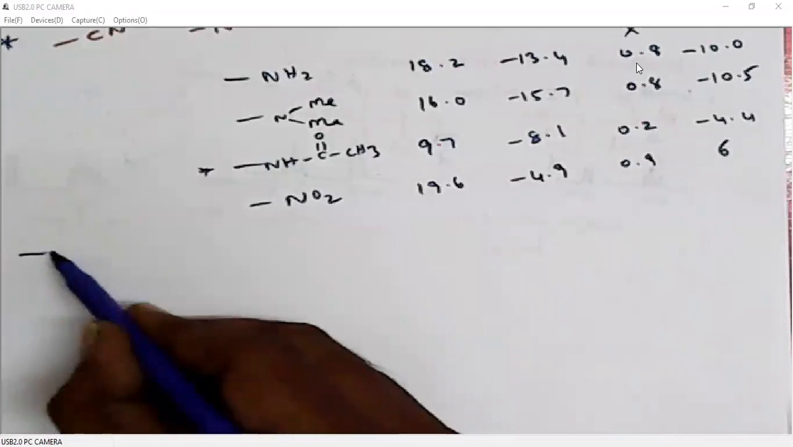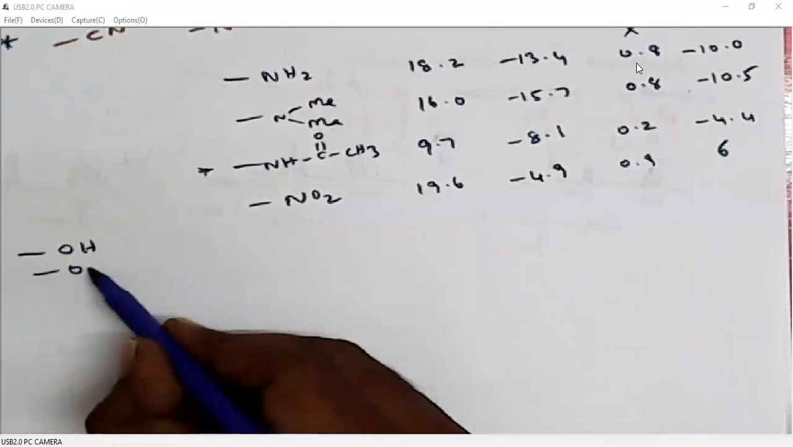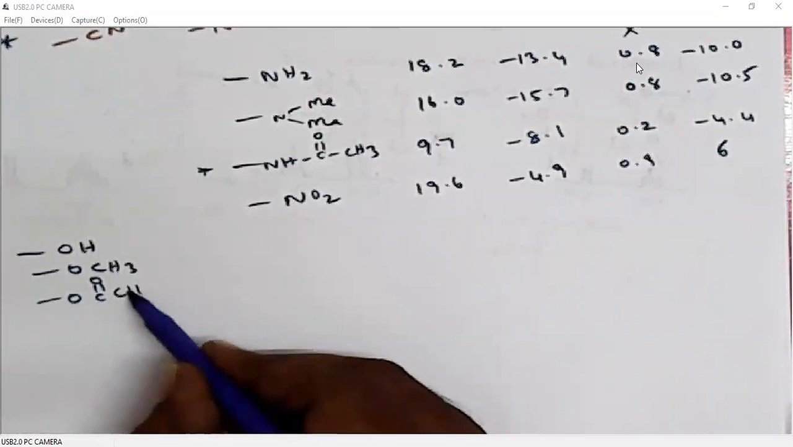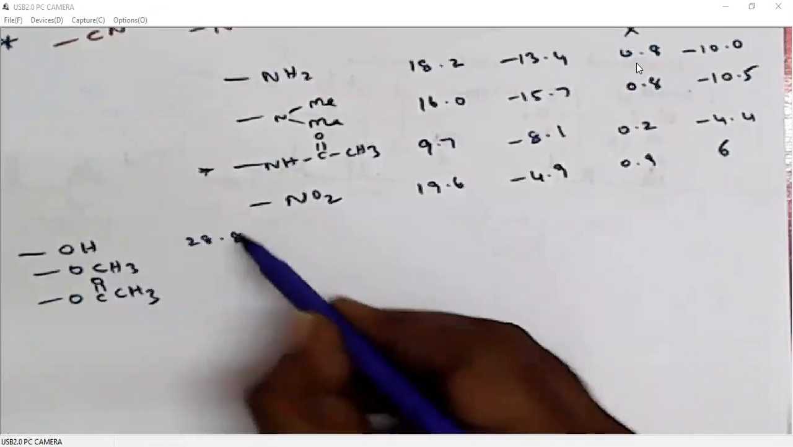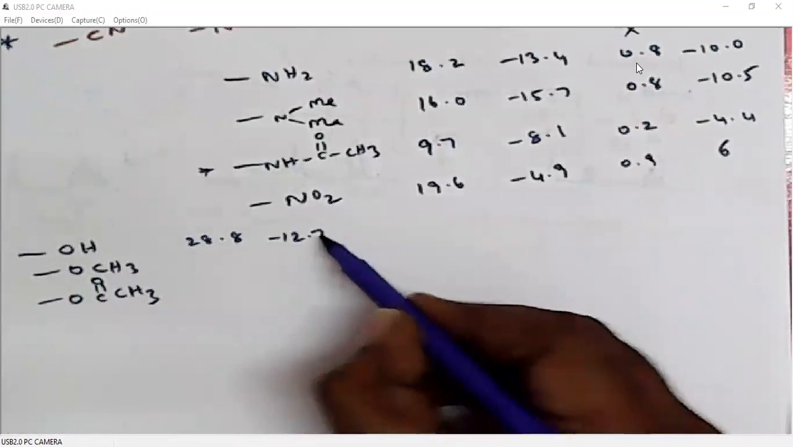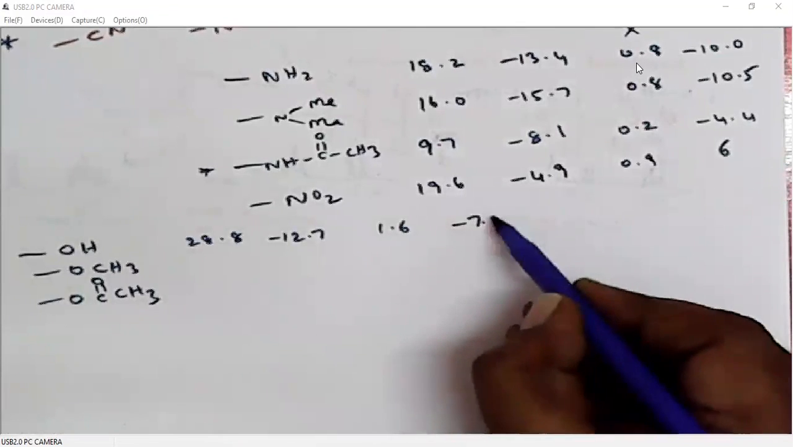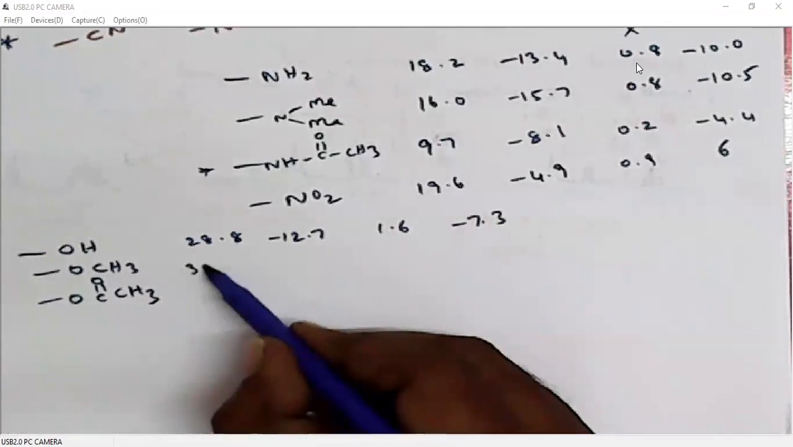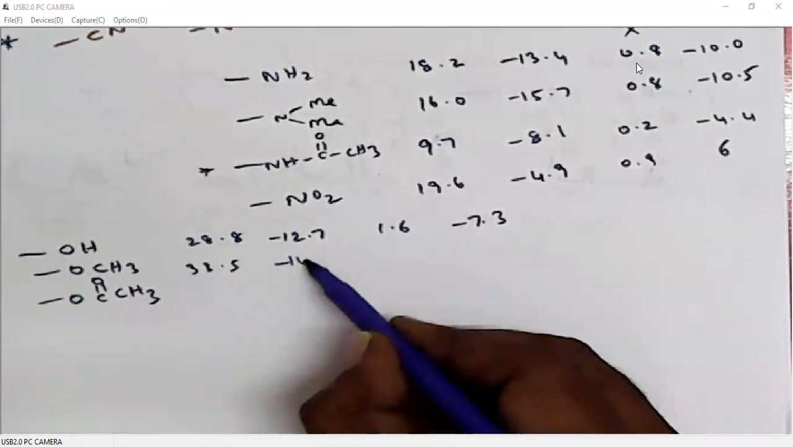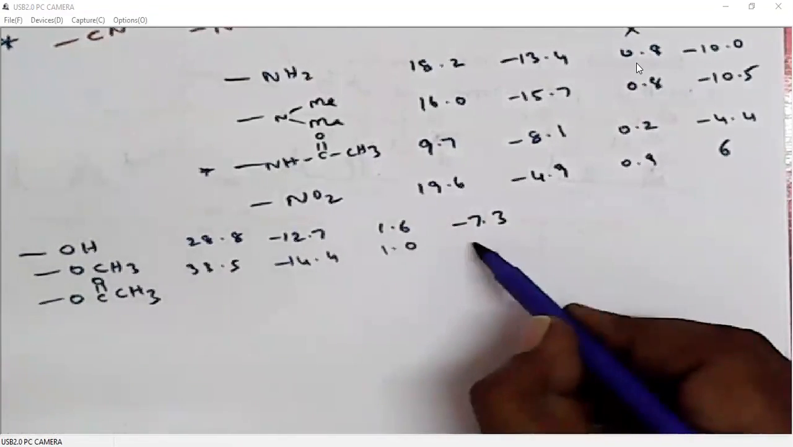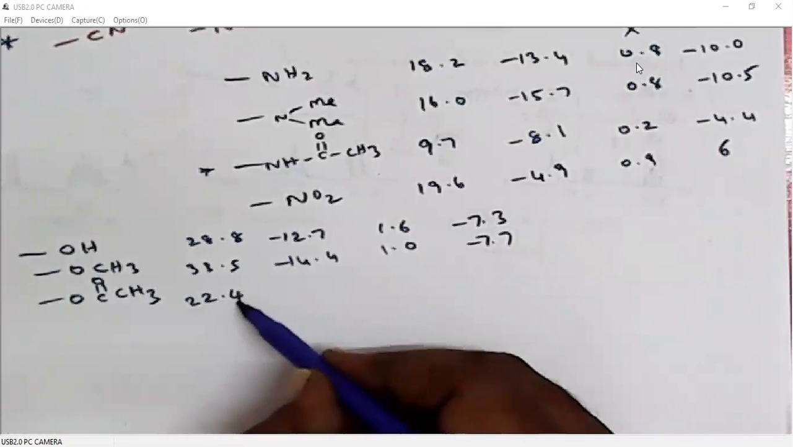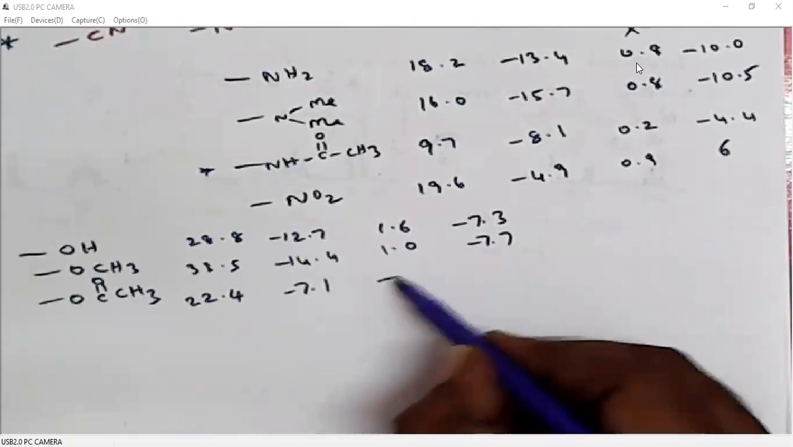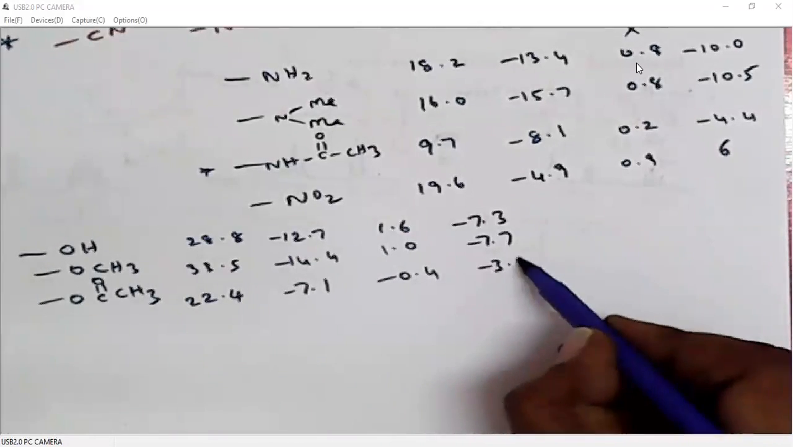Now we will have oxygen substituents: OH, OR, or O acetate. OH and OR are 28.8, minus 12.7, 1.6, minus 7.3, and 33.5, minus 14.4, 1, minus 7.7. For O acetate, it is 22.4, minus 7.1, minus 0.4, minus 3.2.